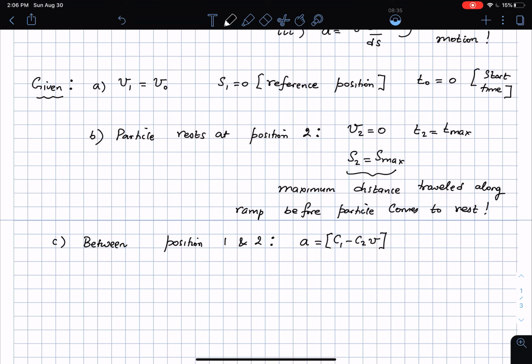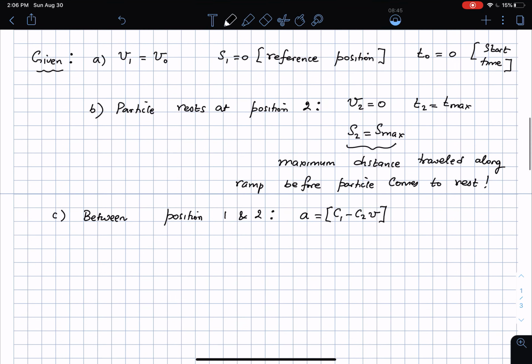We need to find the time taken to go from position 1 to 2. We also need to find the distance traveled. Okay, so let me first tackle what to do with what we have. So we notice that acceleration is a function of velocity.